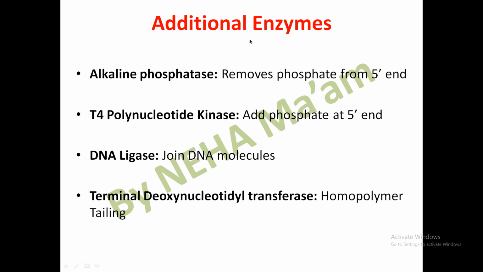Now, what are the additional enzymes which are also required in the DNA cloning process? So, first one is alkaline phosphatase. Alkaline phosphatase is the enzyme which removes the phosphate from the 5' end of the DNA sequence. So, as we know, the DNA sequence has two ends, 5' and 3' end. The 5' end is known to possess a phosphate group, while the 3' end is known to possess a hydroxyl group. So alkaline phosphatase basically removes the phosphate group from the 5' end of the DNA sequence.